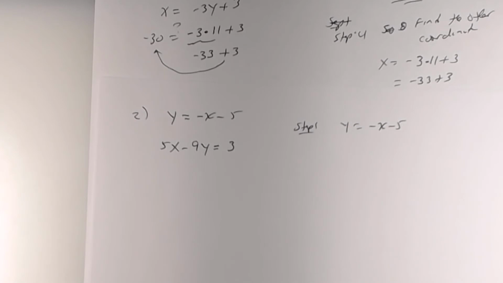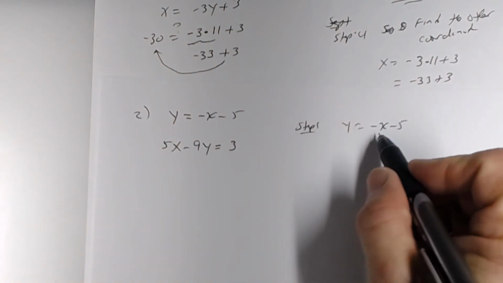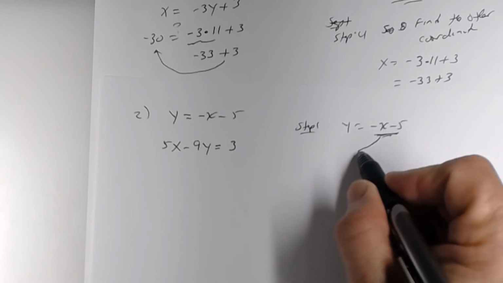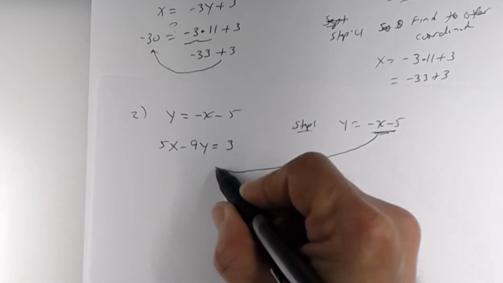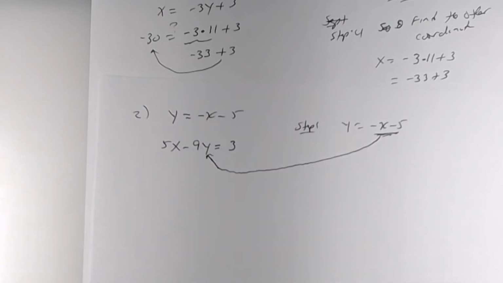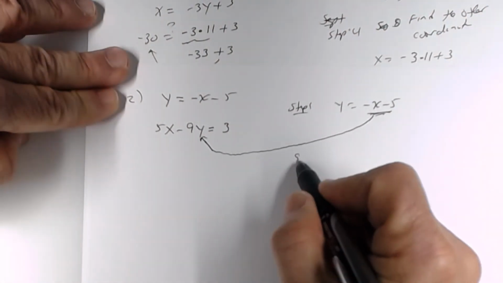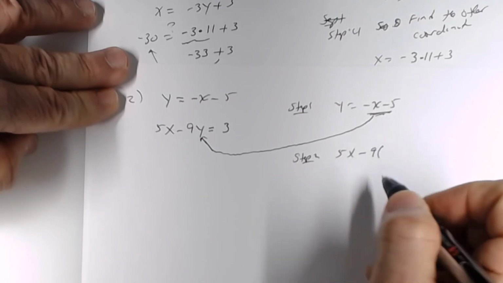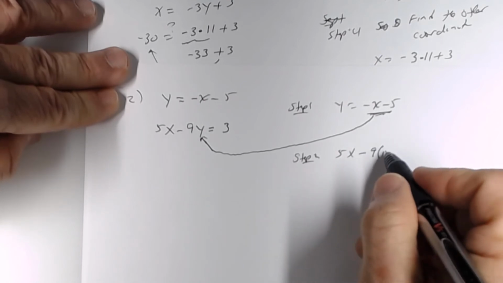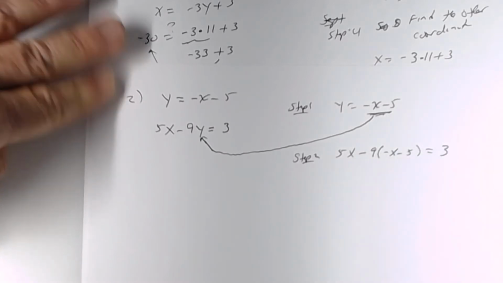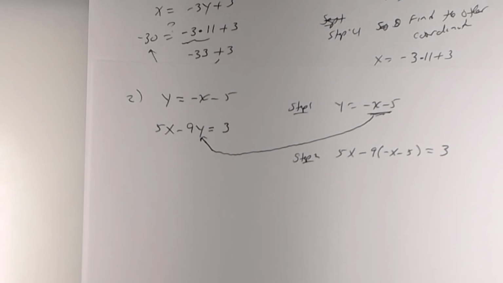Step two. Usually it sometimes helps if you underline this expression here and then draw an arrow. You're drawing an arrow to what variable though? Y or x? Y, good, because that's what y equals. So step two, I get 5x minus 9 in parentheses times what? Negative x minus 5. Negative x minus 5 equals what? 3. That's what that equals.